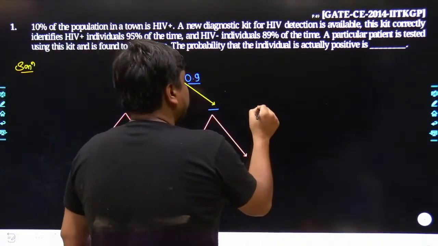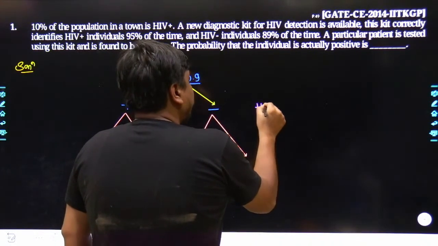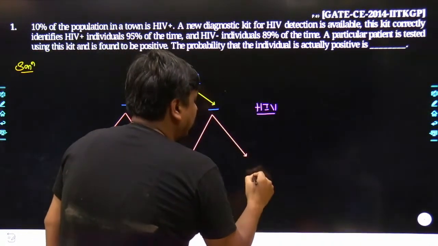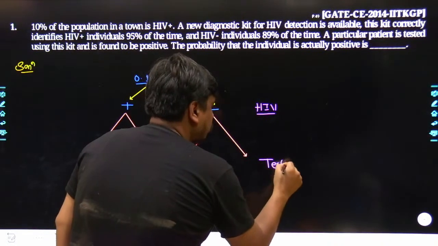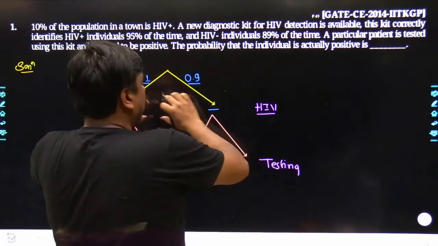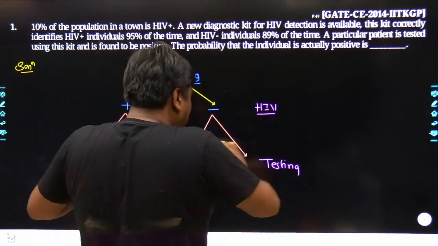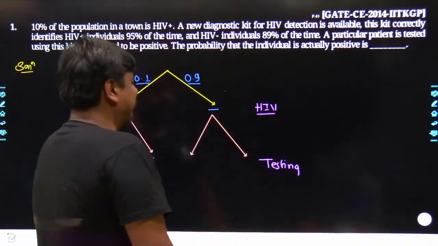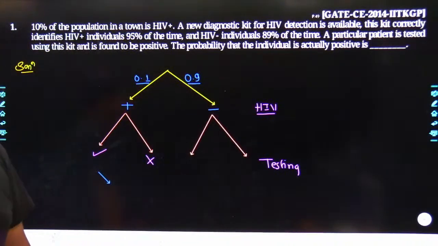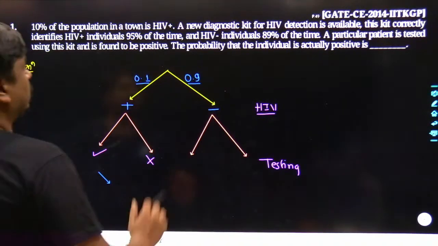So here I am talking about the HIV, and at this level I am talking about the testing. So this complete row has been dedicated to whether the person has HIV or not. This complete row has been dedicated to whether the person has tested positive or not. Yes. So till this point, I don't think any student would have any sort of doubt.